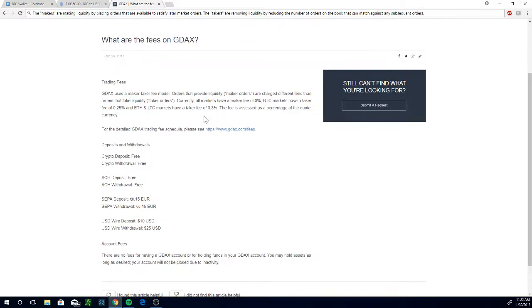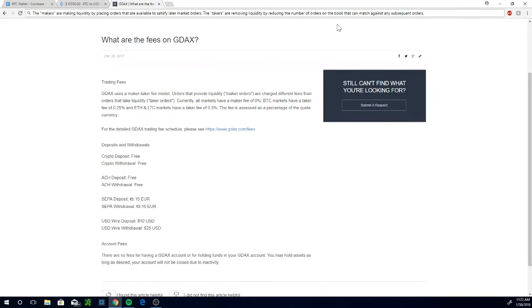So you guys might be a little confused. What is a maker and what is a taker? Here I have a quick few sentences on what that actually means. The makers are making liquidity by placing orders that are available to satisfy later market orders. The takers are removing liquidity by reducing the number of orders on the book that can match against any subsequent orders.